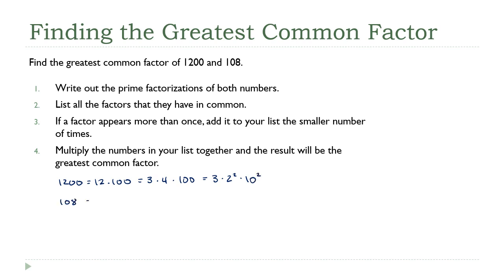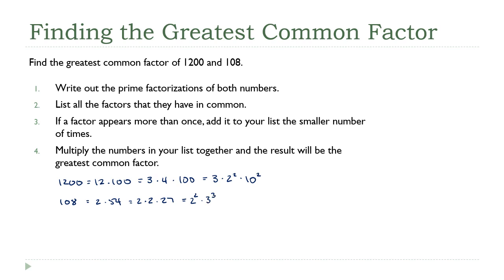Now 108 is 2 times 54, which is 2 times 2 times 27. So that's going to be 2 squared and 27, that's 3 cubed. So there's our prime factorization.